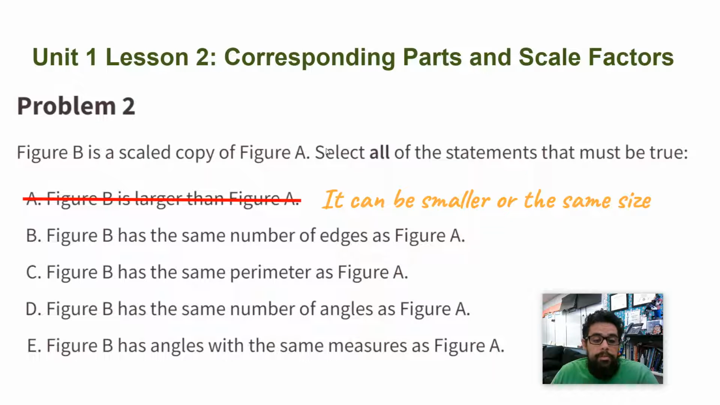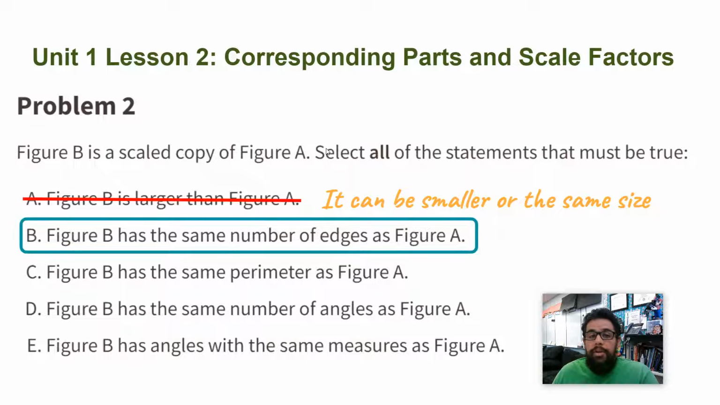Part B, Figure B has the same number of edges as Figure A. This one is true. If Figure A is a square, then Figure B is also a square. If Figure A has 8 sides, then Figure B also has 8 sides. In this part here, I want you to realize that when you do a scaled copy, you're not changing the shape. You're not changing how many sides the shape has, so that's why this is true.